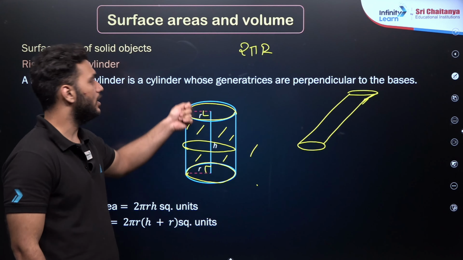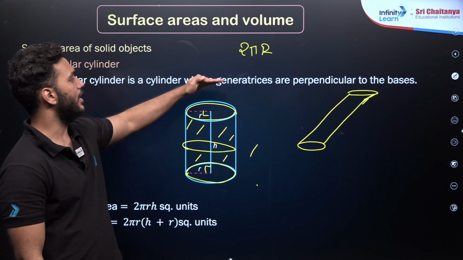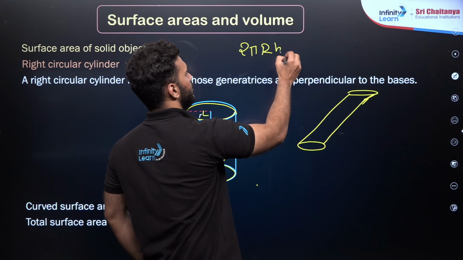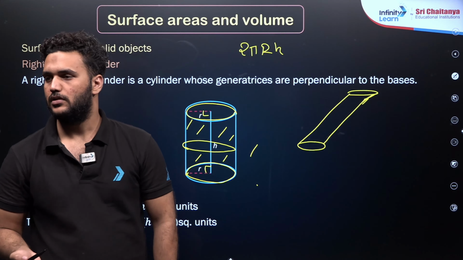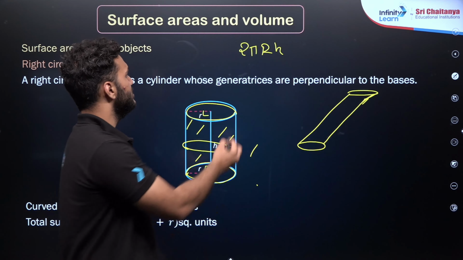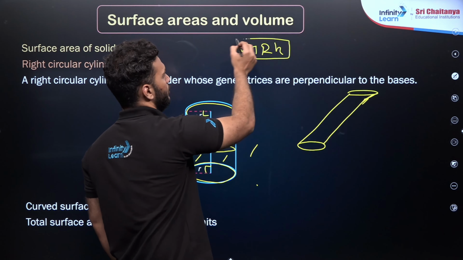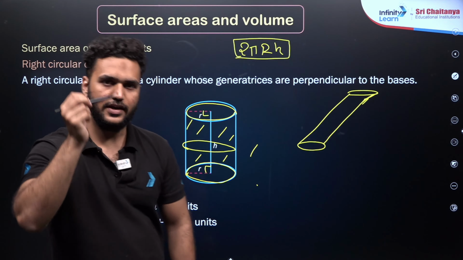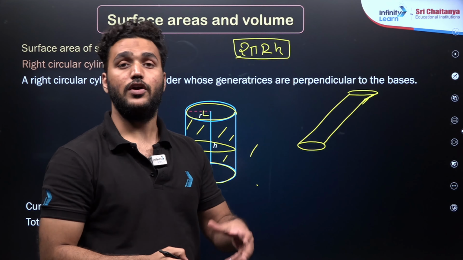तुमने इस वायर को कितना चलाया? Sir, h time. So multiplied by h. That's it. So this is the curved surface area of a cylinder, where r is the radius of the base. But sir, what about the ceiling part?